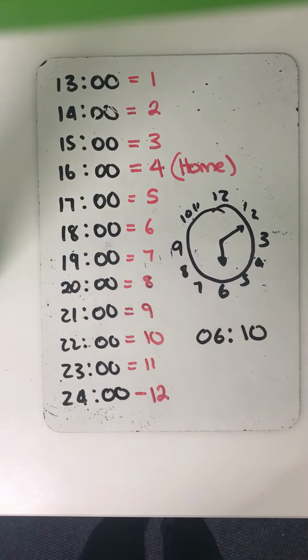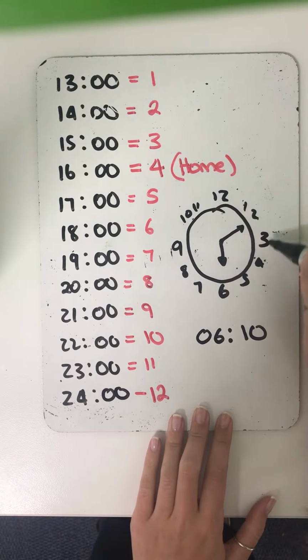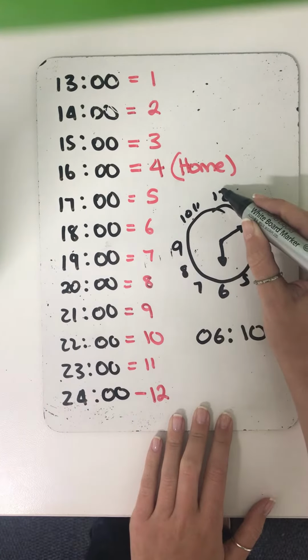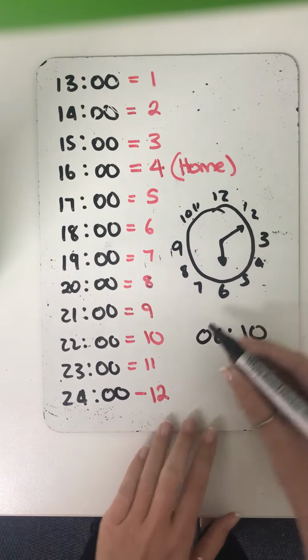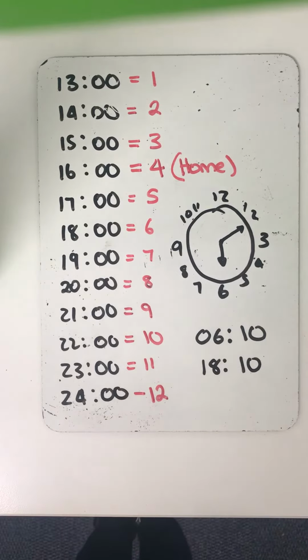Now let's pretend it's 6 o'clock in the evening and we need to change it. We start here with 0, it's 1, 2, 3, 4, 5, 6, 7, 8, 9, 10, 11, 12. Now it's lunchtime and we carry on. 13, 14, 15, 16, 17, 18. 18 would be 6 o'clock in the afternoon.